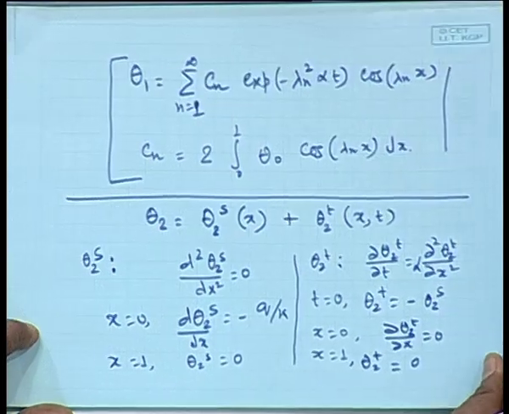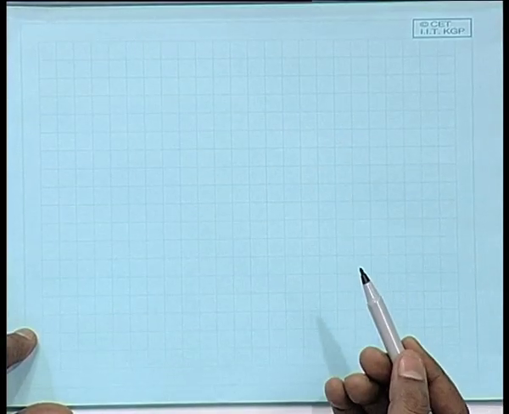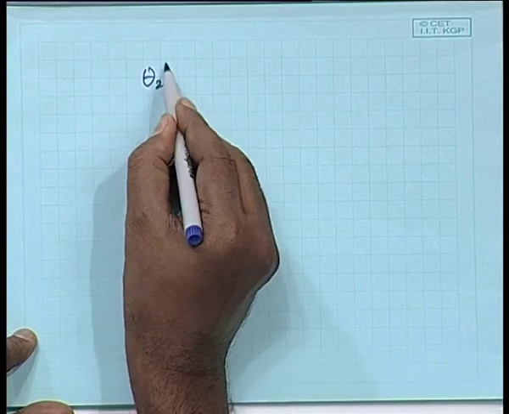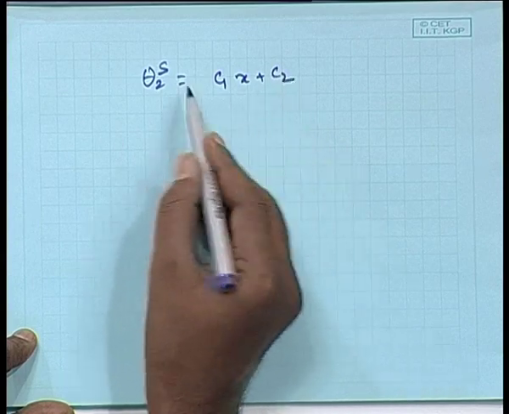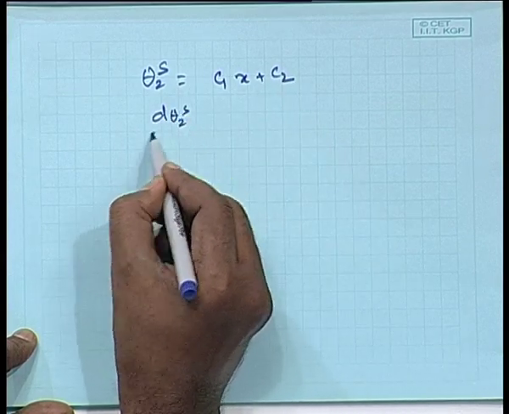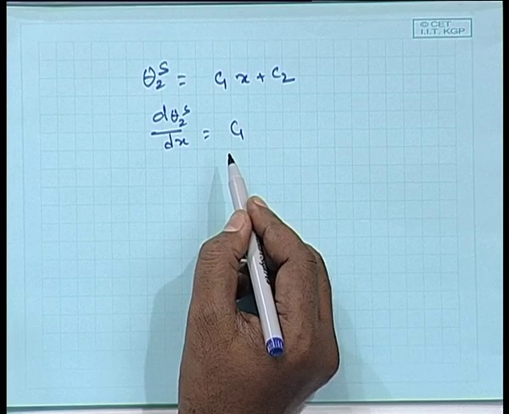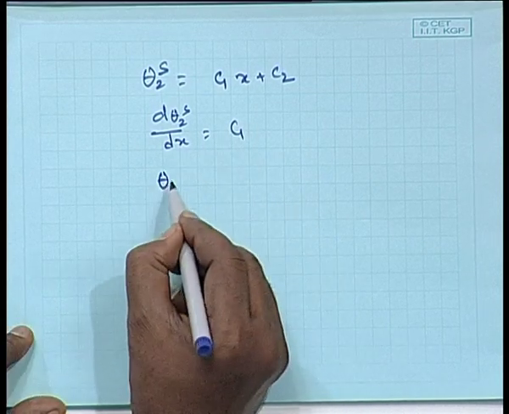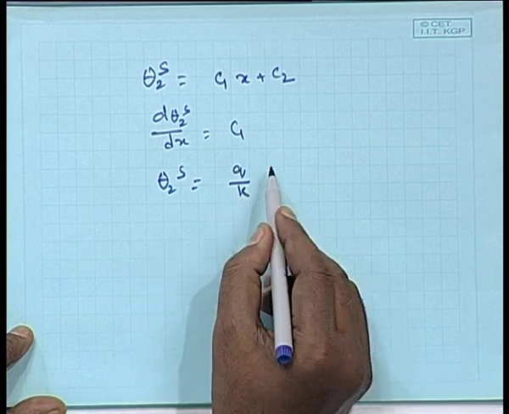Okay. I will just elaborate once again. For that you have to solve theta 2 s first. Theta 2 s will be nothing but C1 x plus C2, and d theta 2 s dx will be nothing but C1. So, what is that? Q by k times 1 minus x.